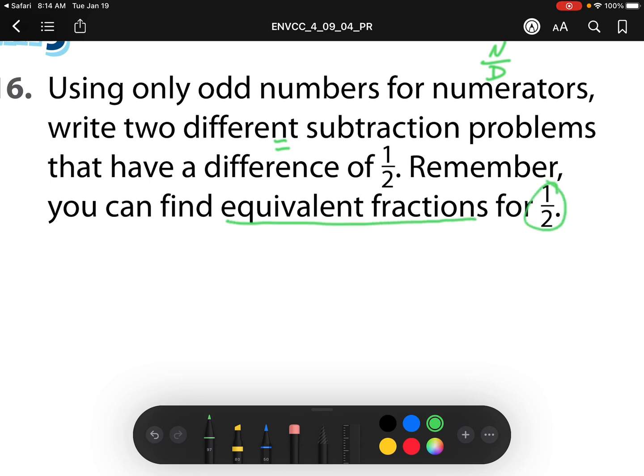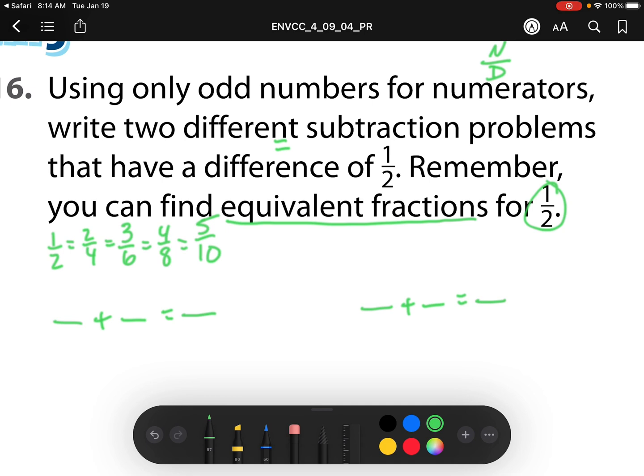So let's start there. So 1/2, that's the same as 2/4. It's the same as 3/6. It's the same as 4/8. It's the same as 5/10. So there we go. So now let's begin. We need something plus something equals a different something, and then something plus something equals a different something.